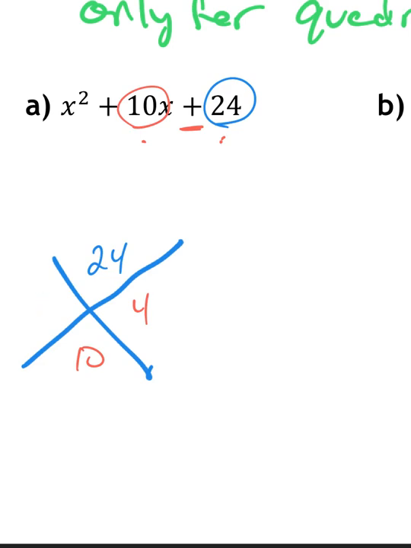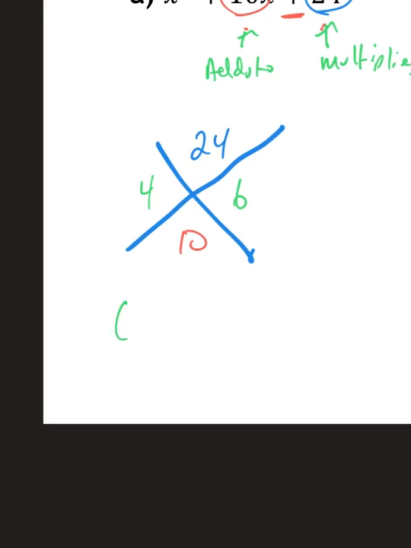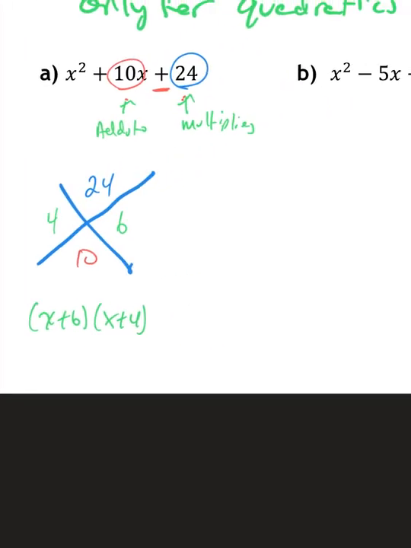So what multiplies to get the last number? It doesn't matter which you do. So multiplies here to get this, and adds to get this, because it is a plus sign. So here, my 4 and my 6 are both positive. So I have my x factor, it's factored, we're good to go.